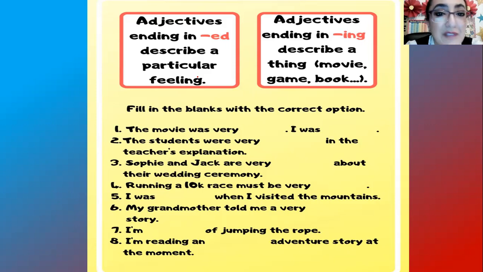You are going to let me know if the verb is going to be with ed or ing. For example, number one, the movie was very what? For example, the movie was very boring. I was bored. The students were very, it could be interesting in the teacher's explanation. Sophie and Jack are very about their wedding ceremony. Exciting or excited? Sophie and Jack are very excited about their wedding ceremony.